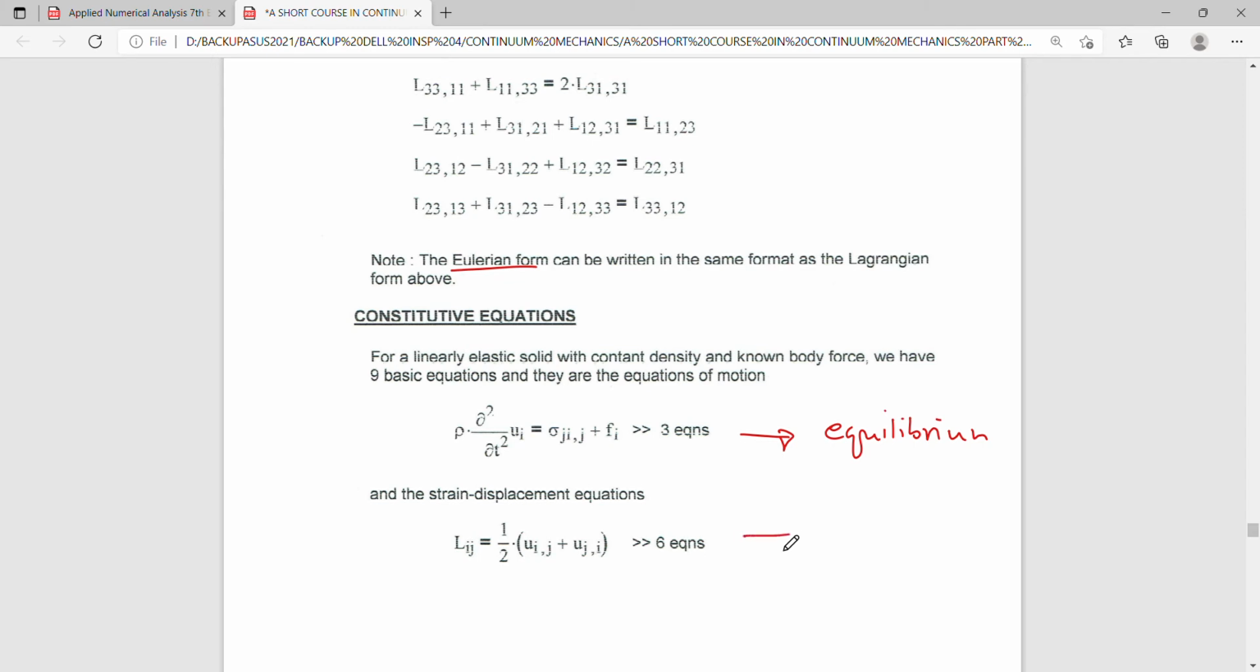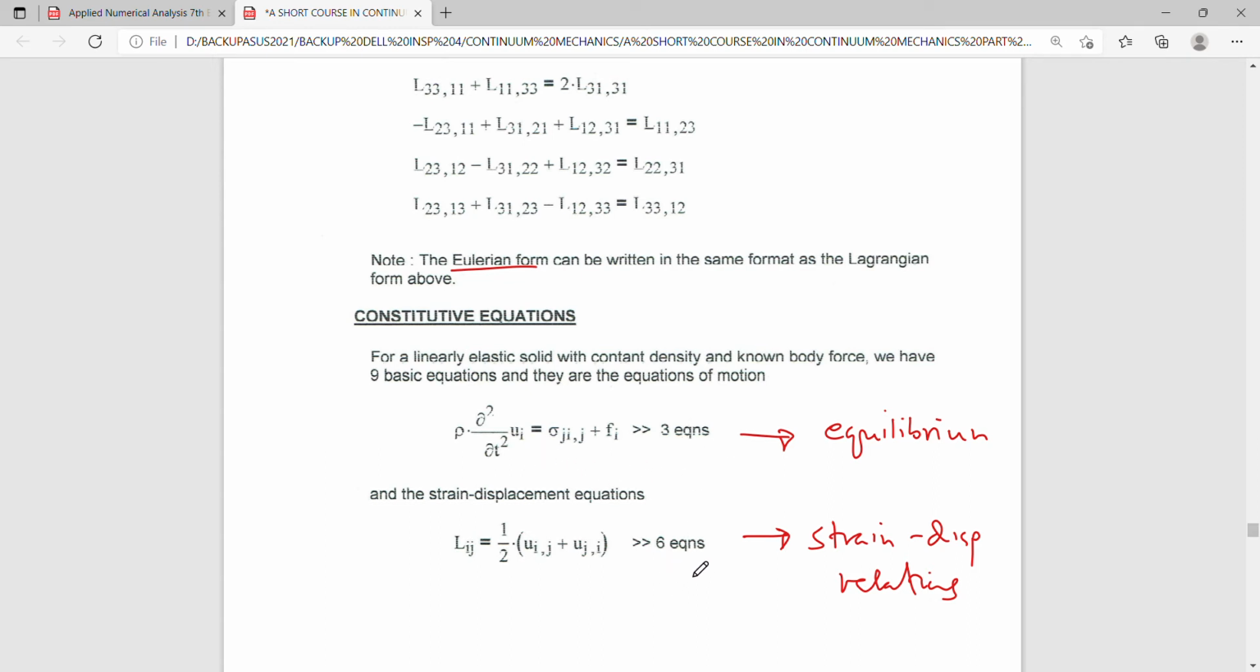And these are your strain relations, strain displacement relations. So if you have three equations of equilibrium, so we know that summation of forces at a certain direction, i, j, and k, etc. So you have 1, 2, 3 rather, if you are using an i here. So you have three equations.